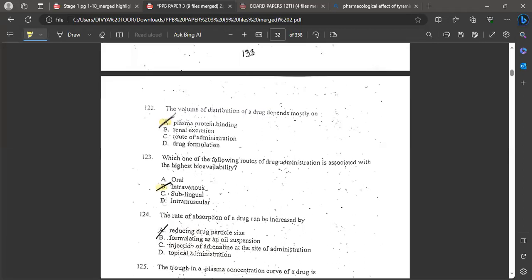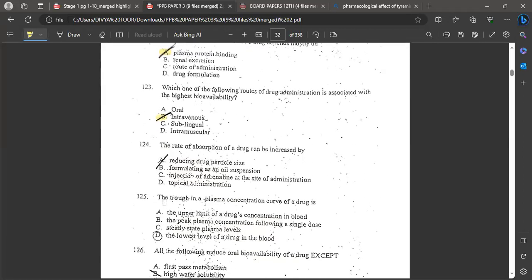The rate of absorption of a drug can be increased by reducing drug particle size, formulating as an oil suspension, injection of adrenaline at the site of admin, and topical admin. Can be increased by reducing particle size, yeah? Yeah, kina disintegration.